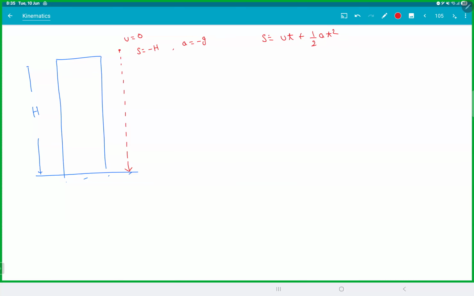Last time we did this, but okay, we'll derive it again. This is 0 minus half g t square. So t will be root 2h by g. So let's leave it like this. This is equation 1: h is equal to half g t square.